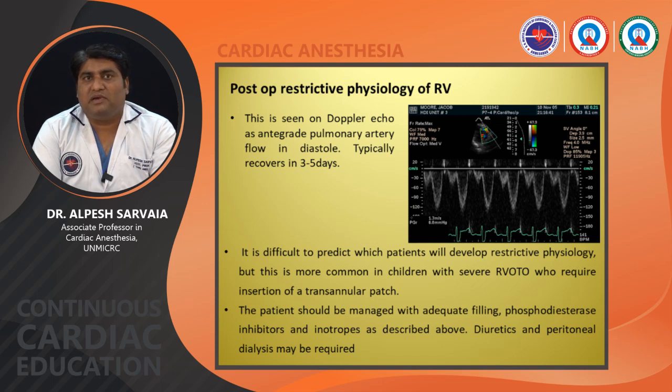The patient should be managed with adequate filling, phosphodiesterase inhibitors like milrinone, and inotropes, and other inotropes may be required, as described above. Diuretics and peritoneal dialysis may be required.